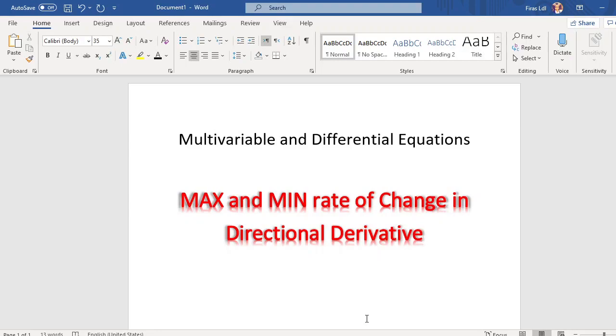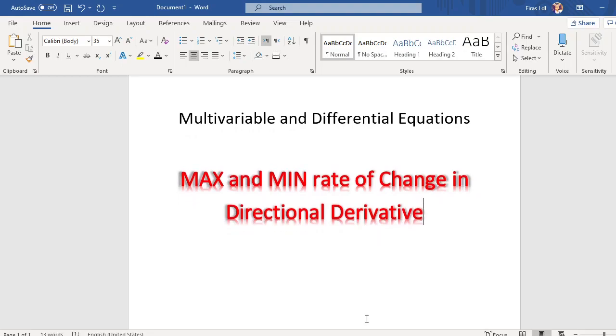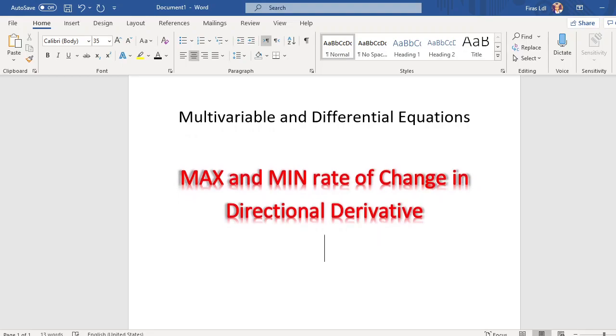In this video, I'm going to talk about the maximum and the minimum rate of change in the directional derivatives. Before I get to the example, let me give you a simple hint. It might help you a lot.